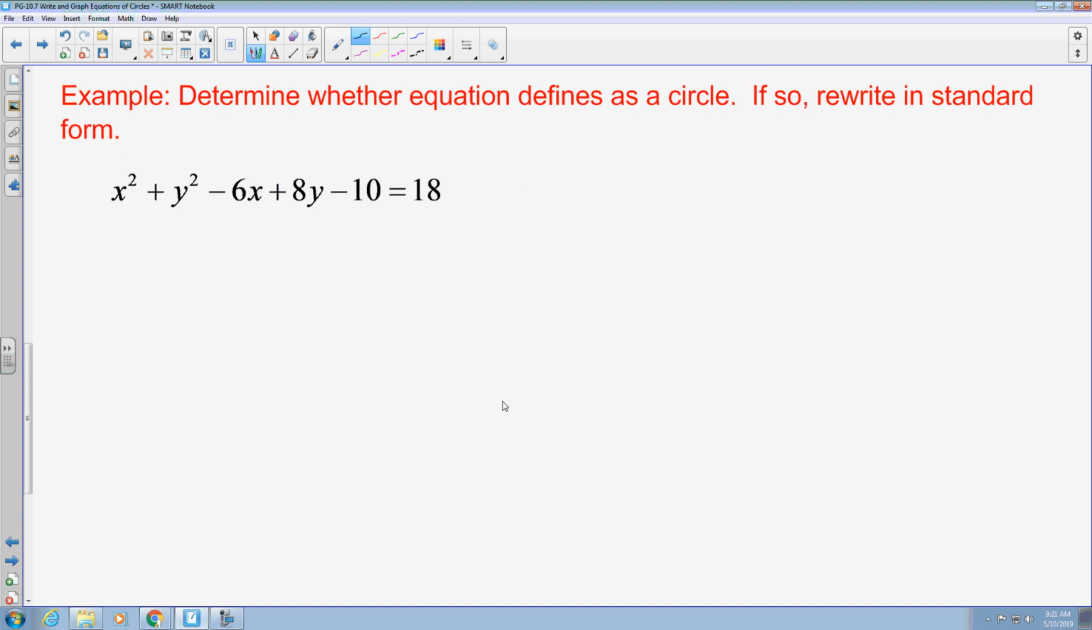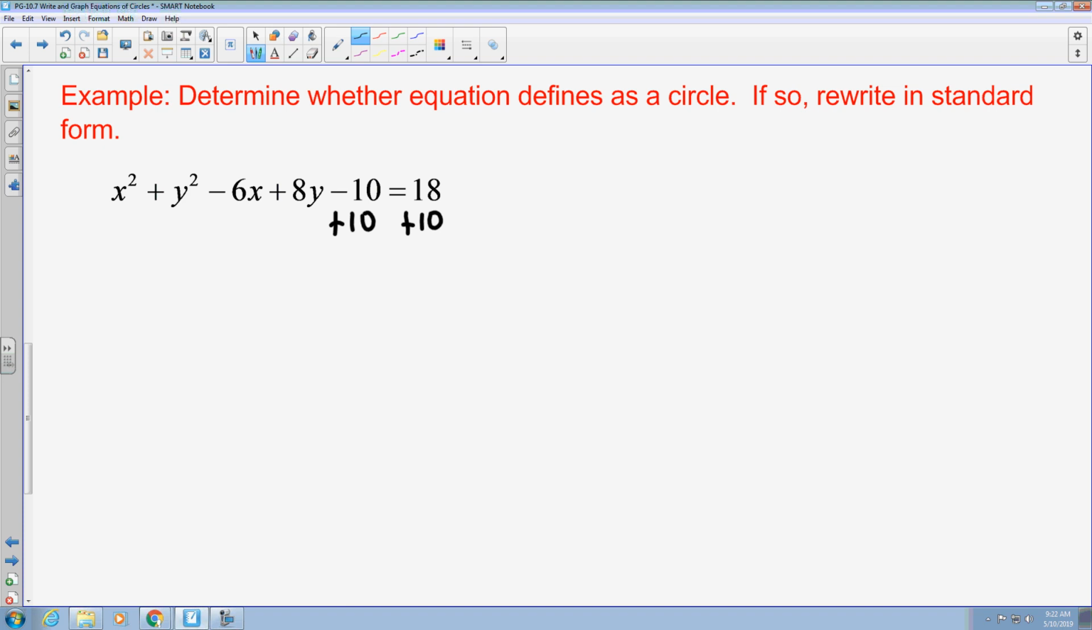The final step here is we need to determine whether this equation defines a circle, and if it does, write it in standard form. All right, this is a little bit challenging, but we'll go step by step. First thing we've got to do is get all constants on one side of the equal sign. So I'm going to add 10 to both sides. So that gives me 38 on the right hand side.